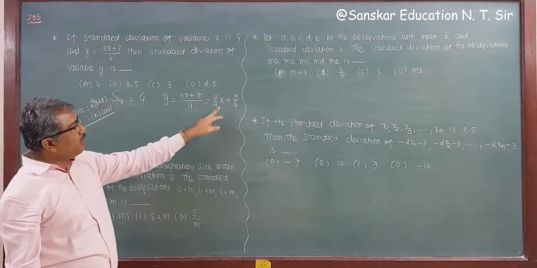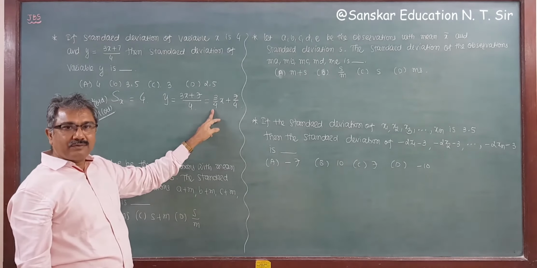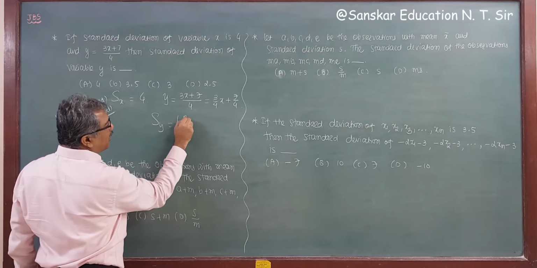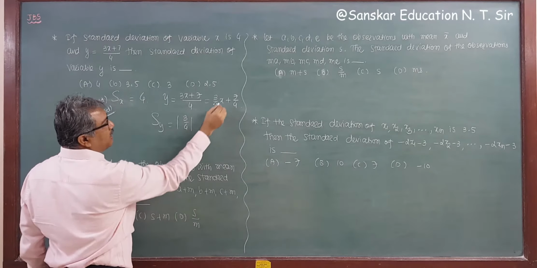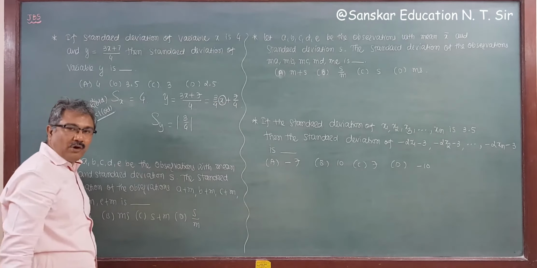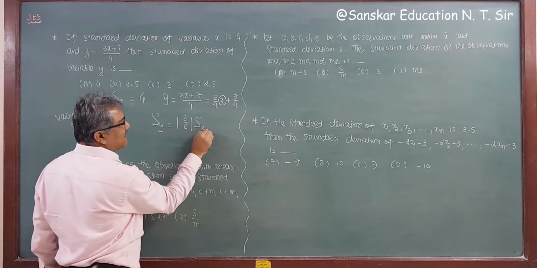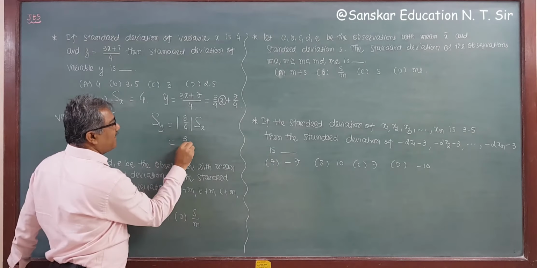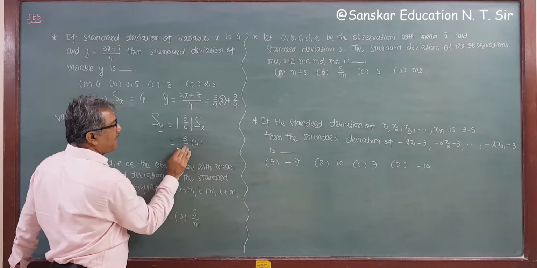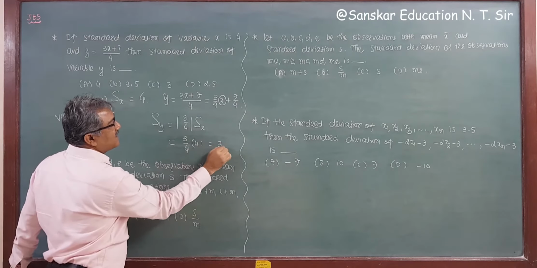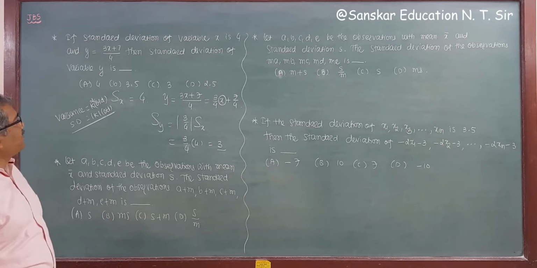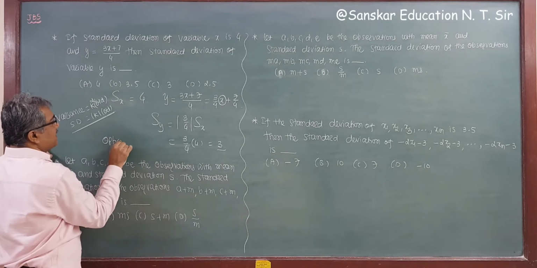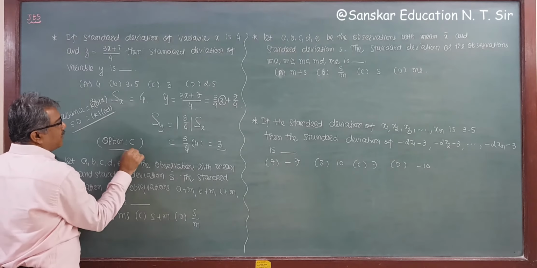So here observations are multiplied by 3 by 4. So sy is equal to modulus of 3 by 4 into the standard deviation of old, that is x, that is sx. So sx is 4. So this is 3 by 4 into 4, right? So the answer is 3. That is option C, your correct answer.